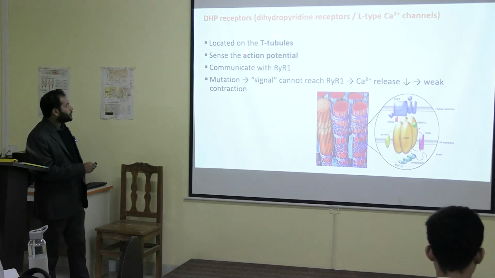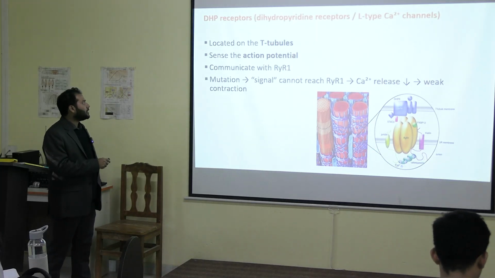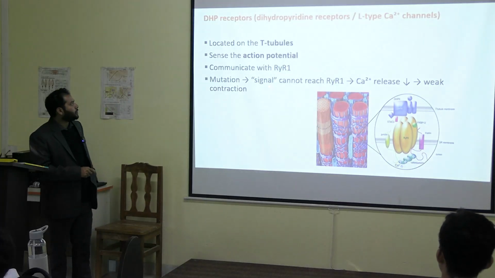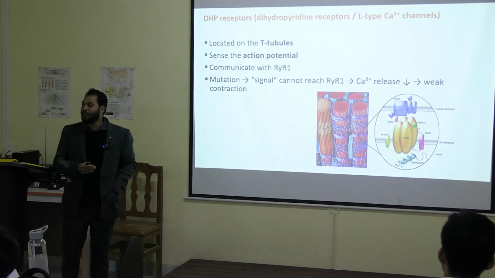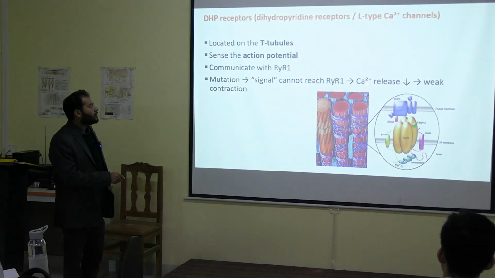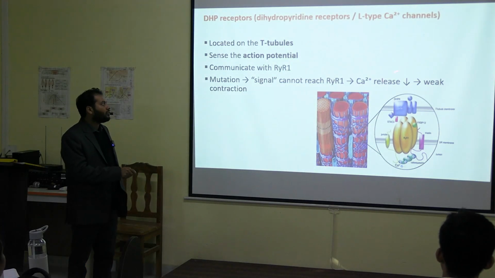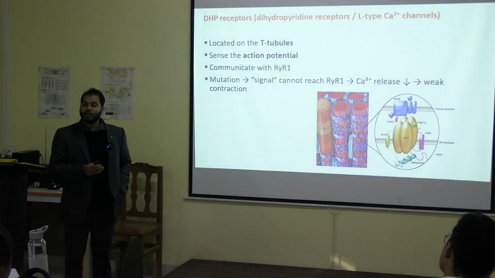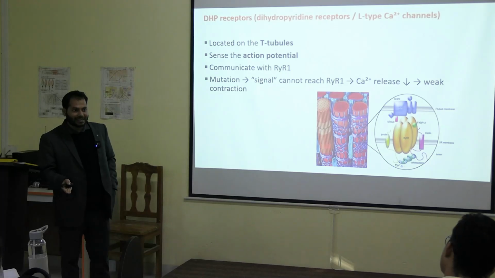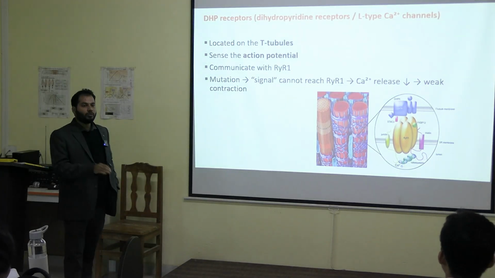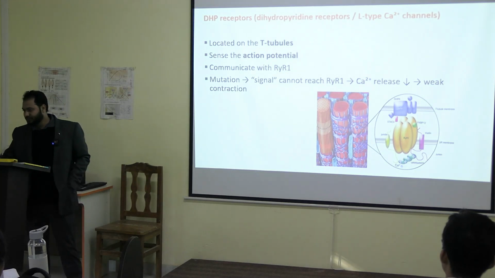This T tubule senses the action potential. It communicates with the ryanodine receptors, but mutation leads to defective communication between these two, right? So बिना communications क्या नहीं होगा? There will be a decreased amount of calcium release. So अभी cytoplasm में the amount of calcium ions will be less. So without calcium ions, the force of muscle contractions also will be weak. I hope this is now clear.